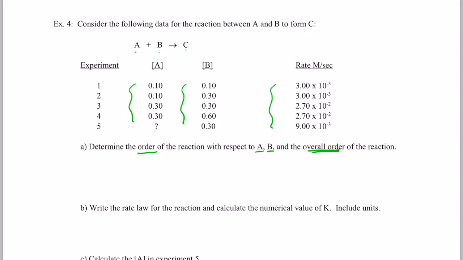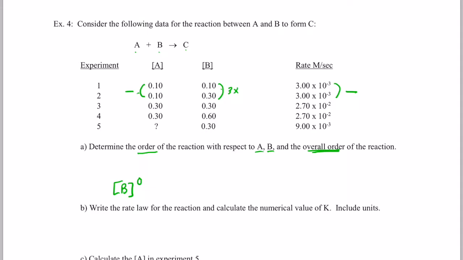So let's erase these marks that I just put on here. All right, let's take a look. It looks like in the first and second experiment, A was constant. And it looks like I tripled B, right? And the rate did absolutely nothing. A was constant, B was tripled, the rate did nothing. So it looks like to me that B is zero order. No matter what I do to B will not affect the rate of the reaction.